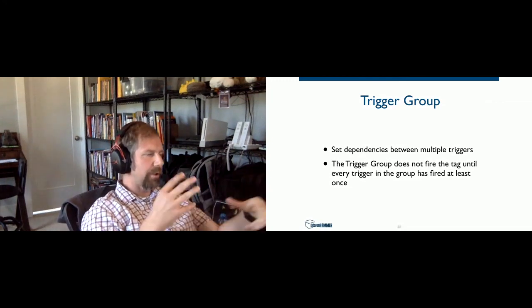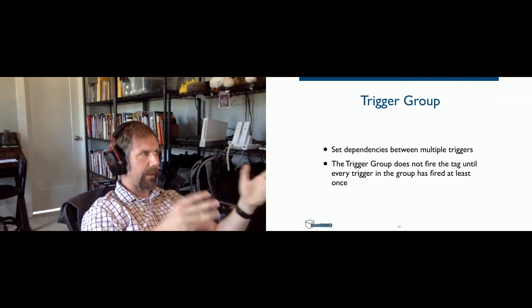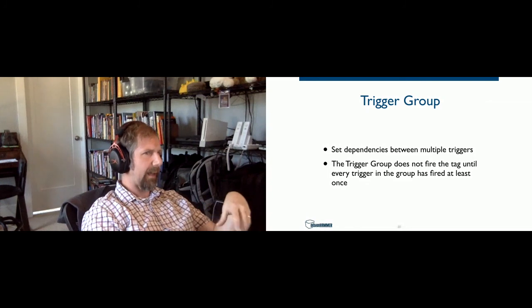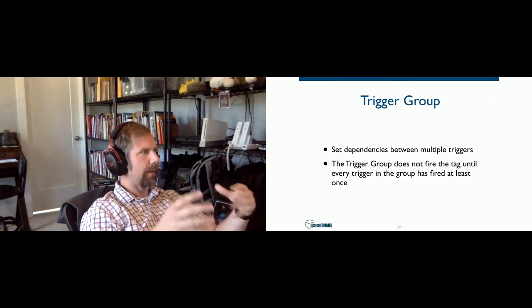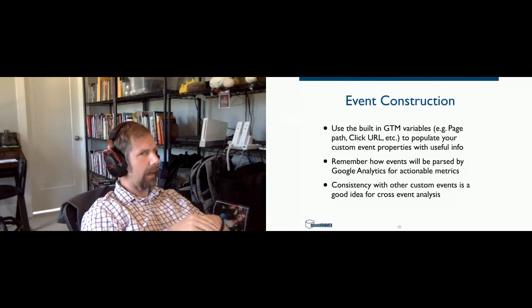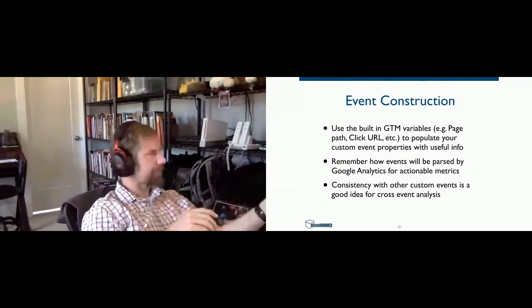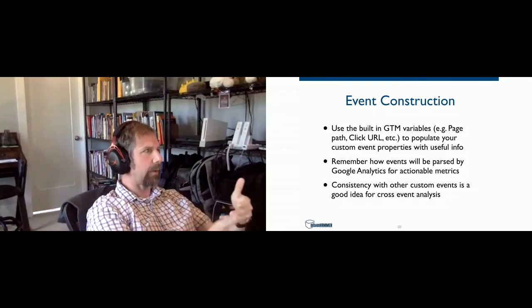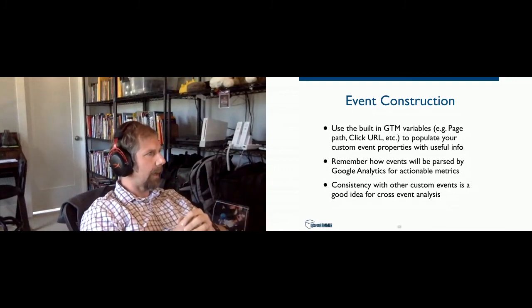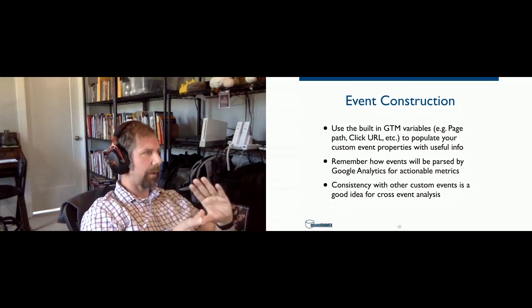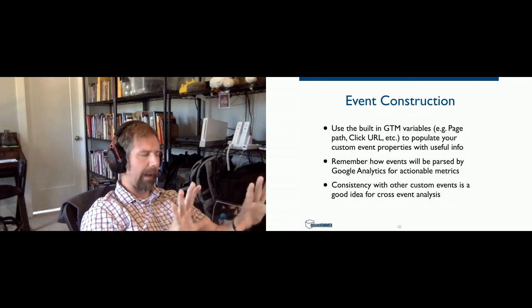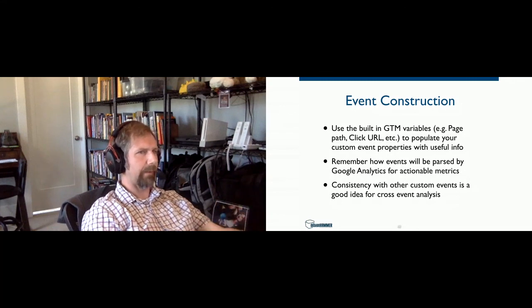So once you've got your conversions identified, then you can say, okay, what can I trigger something on? And that helps me think about how I can construct an event, right? And so the events we've got, I like to use the built-in variables because they give you a lot of information to populate. But it's important to keep in mind how Google Analytics is going to parse the information, and keep your event format consistent between the different types of events.